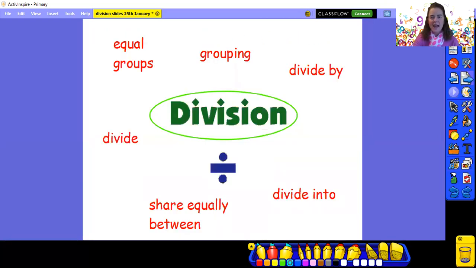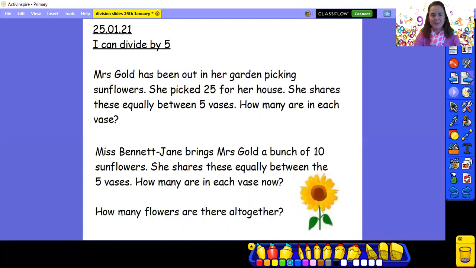Right, let's look at the vocabulary for division. It's really important that we use this when we're doing our maths. I'm going to point to the words and I want you to say them out loud. Equal groups, grouping, divide by, divide, share equally between, divide into, and then we've got our division sign here. If we hold our arm up and punch the top and punch the bottom, that is our division symbol. Okay, let's carry on.